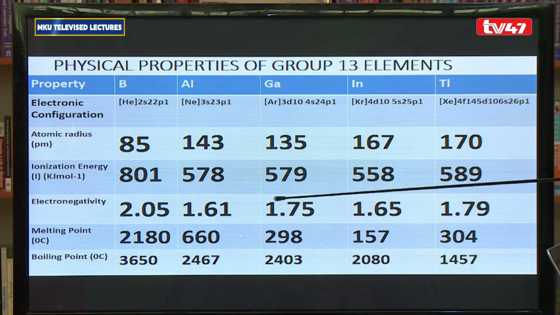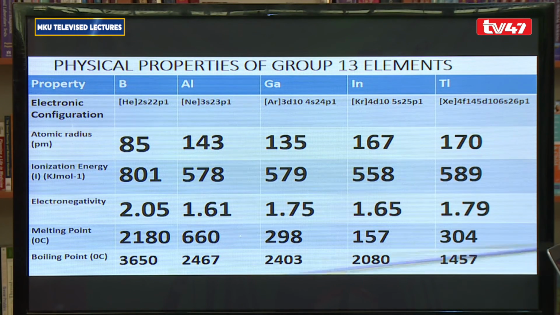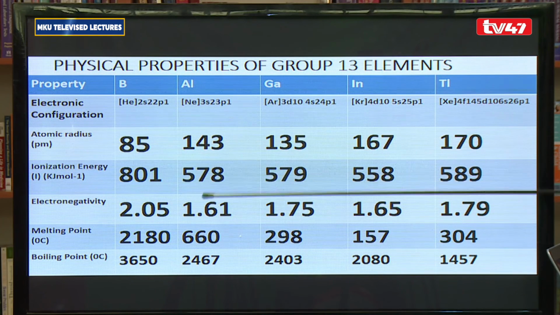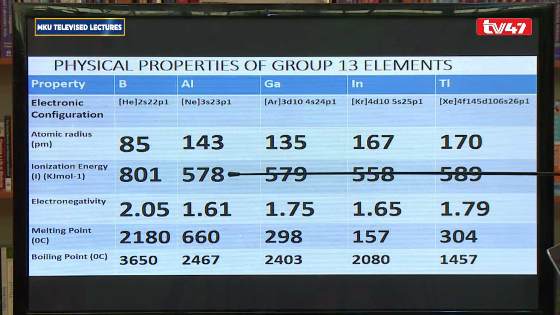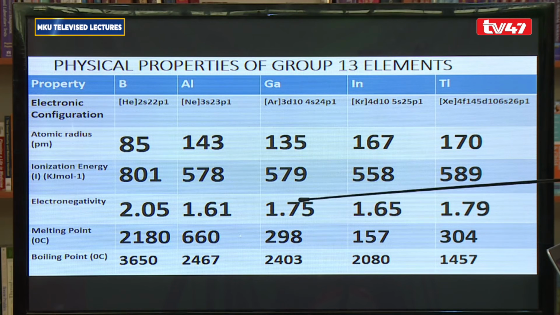We would expect it to decrease uniformly down the group, but between boron and aluminium there is the normal decrease, and then between aluminium and gallium, the decrease is very minimal. Between gallium and indium, there is a normal decrease, and between indium and thallium, the ionization energy increases. So of course this is not the normal pattern we would expect, and those differences are brought about by the presence of the d orbitals and the 4f electron orbitals.